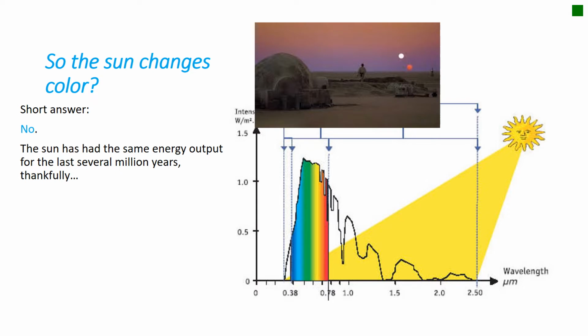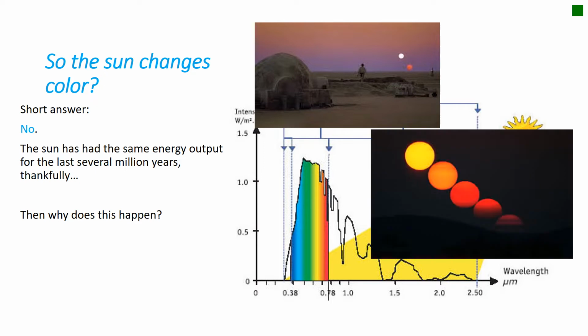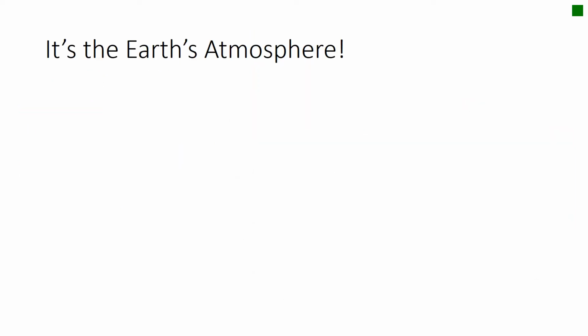So because it's consistent, because we have the vast majority of it being that infrared radiation, you've got the full visible spectrum coming through, a little bit of ultraviolet. Why then does it look like it's changing color? That's the question. And the answer to that question actually has absolutely nothing to do with the sun at all.